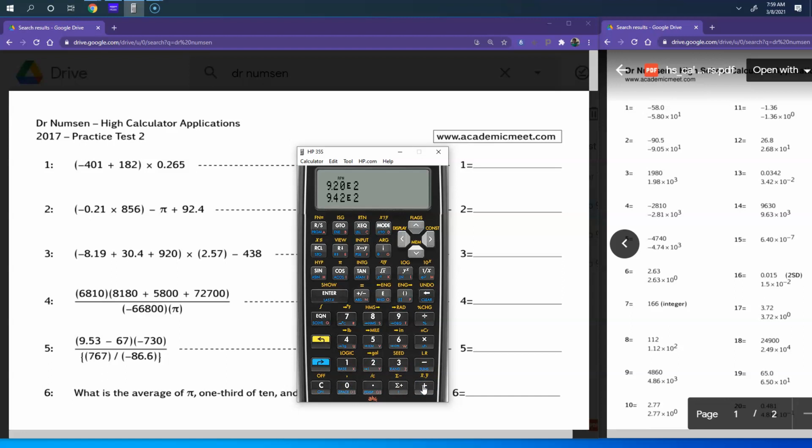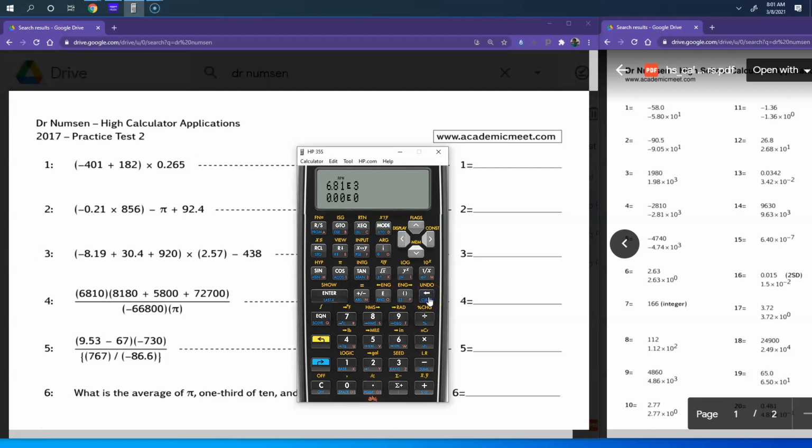Okay. So now we're going to save this in the stack, so we're going to save this, enter. And then we have to multiply 2.57. So we have 2.57, multiplication. Save that in the stack. And then the last one is 438, and it's subtraction. So what you have is 198 times 10 to the third.